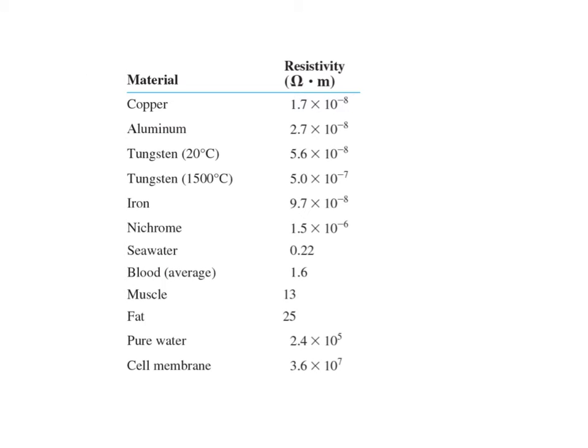Your textbook likes to list charts. The author's very fond of tables. So here is a table of various resistivities, and you can see resistivities tend to be smallish. Right? In metals, they tend to be in the 10 to the minus 8 range, which is tiny. But in tissue, blood or muscle or fat, they can be in the actual positive numbers. And water, pure water, is a very high resistivity.